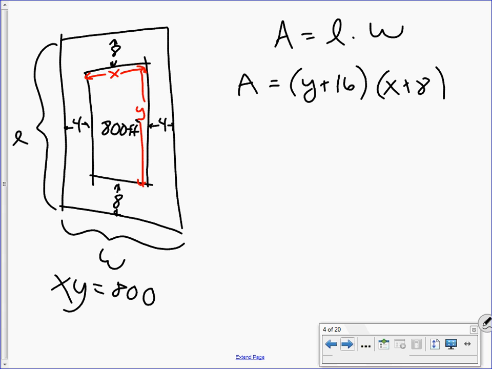Now, do you want to solve for x or for y? So x is equal to 800 over y. Okay, so we're going to put that in for the x over here. Then it'll only be in terms of one variable.